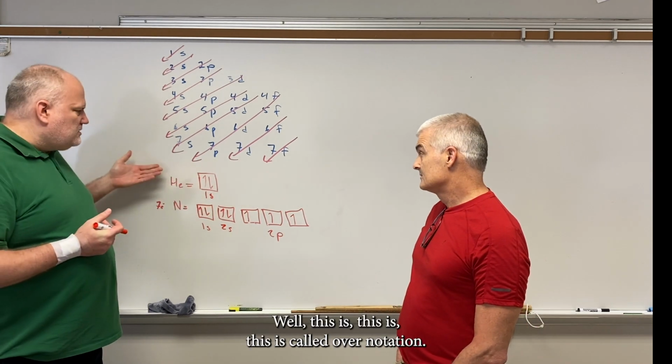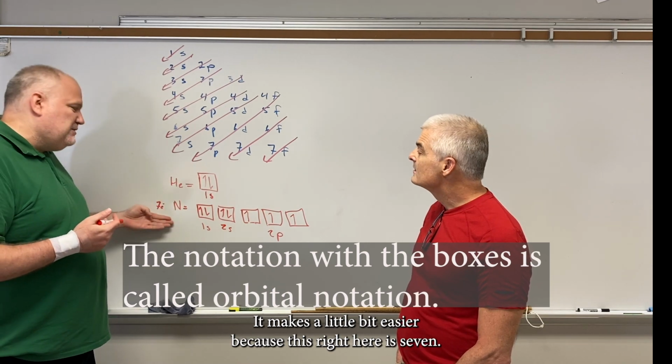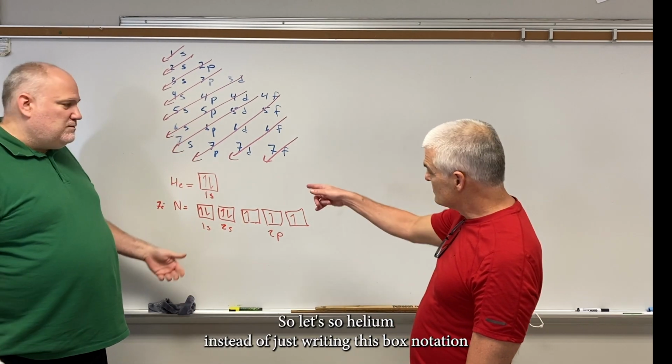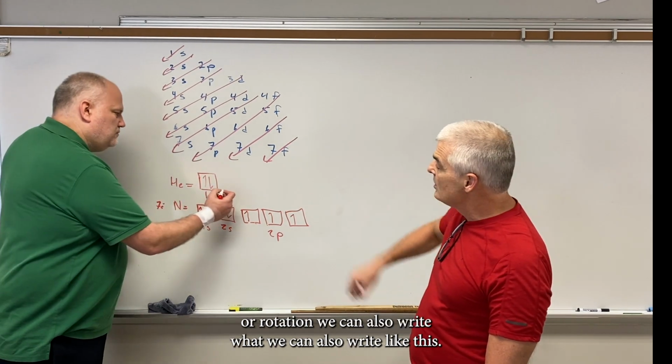Well, this is called orbital notation. There's also something called electron configuration. It makes it a little easier because this right here is 7. Can you imagine doing it right now for 100? Yeah, it'd be a lot. So helium, instead of just writing this box notation, orbital notation, we can also write what?